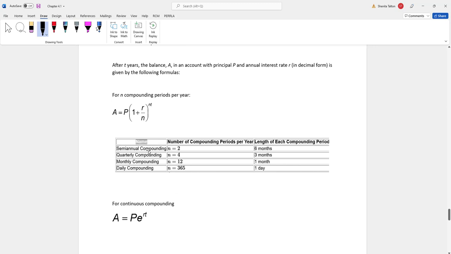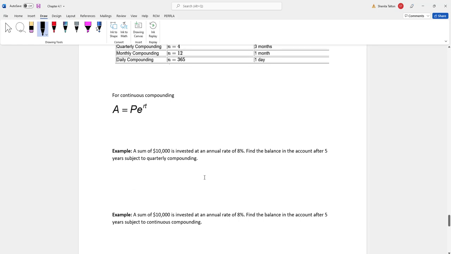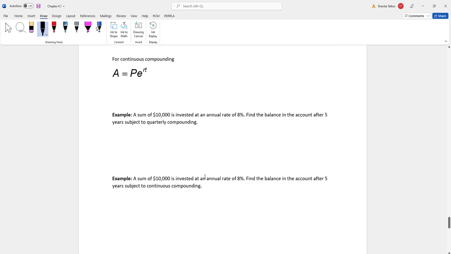So I gave you this table. If your problem says semi-annually, it's compounding 2 times a year. Quarterly is 4, monthly is 12, daily is 365. If you have continuous compounding, it's A equal to P times e raised to the rt power.